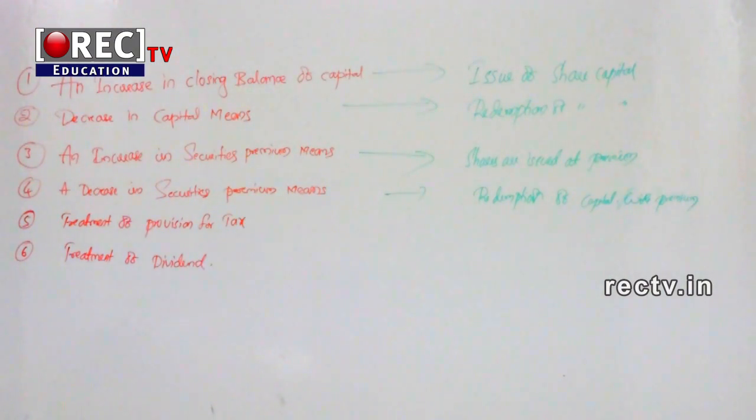Likewise, when you are given the opening proposed dividend, closing proposed dividend and also the paid amount, the difference is the current year proposed dividend. So this is the treatment of some of the aspects in CFS. With this, we have completed our CFS topic.